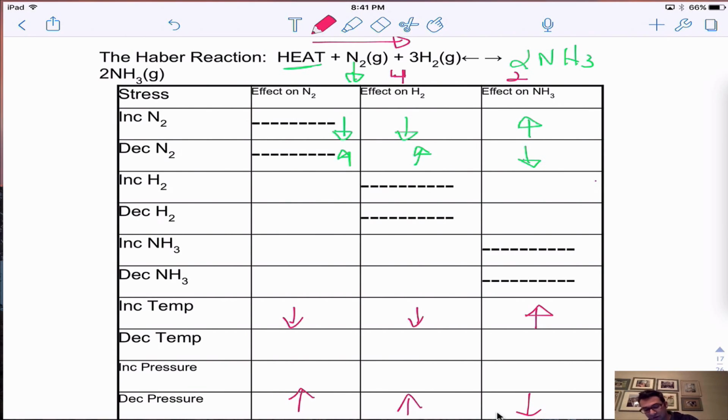So what I'd like you to do is go through and fill out the rest of this chart, and tomorrow we'll talk about what it means to shift again in case you weren't sure what was going on, and also the effects of these things on the K value.